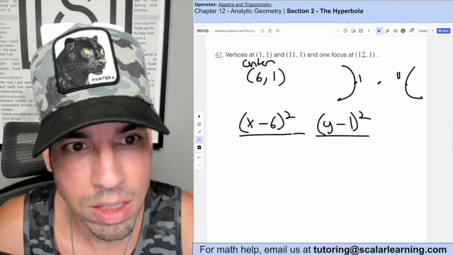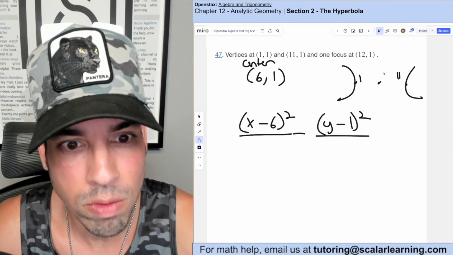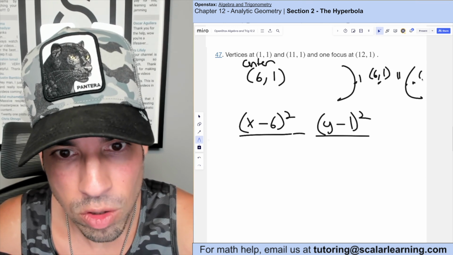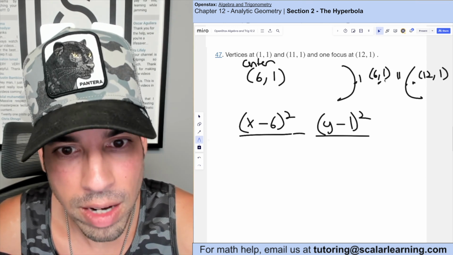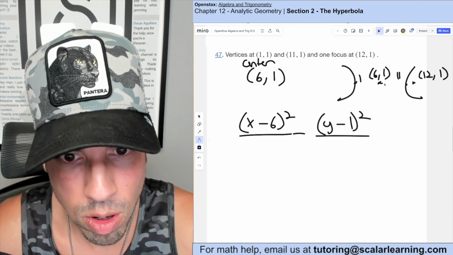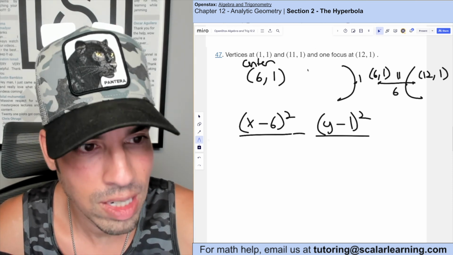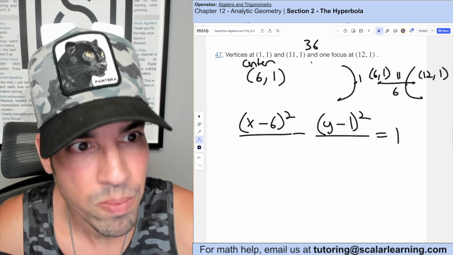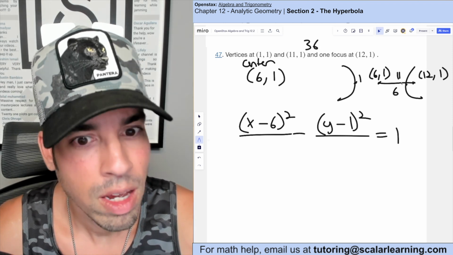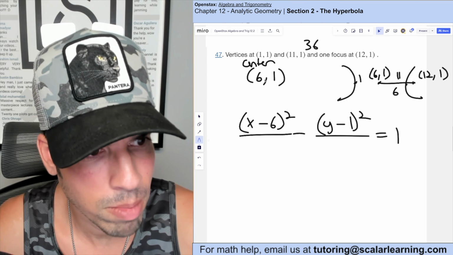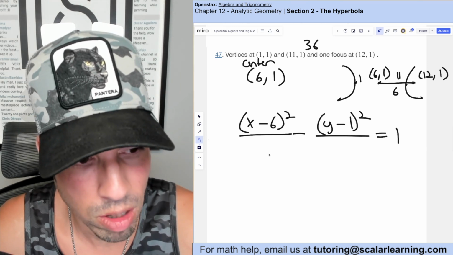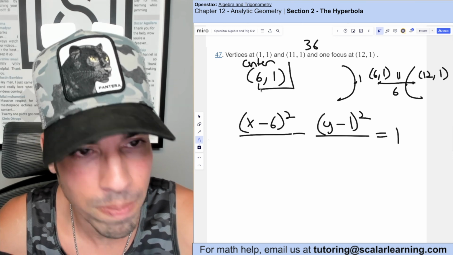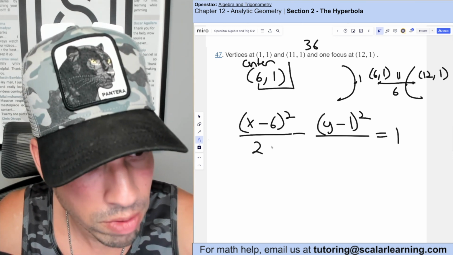And since it says I have a focus of 12, and this point here is 6, 1, if I have a focus at 12, 1, I know that my c value from 6 to 12 is 6. So c squared is 36. Okay, by the way, we know this is going to equal 1. So c squared is 36. And I know that my a value, or whatever I'm going to put under here, I can figure that out too because I'm going from 6 to 11 or 6 to 1. That's 5 away. So 25 goes under here.